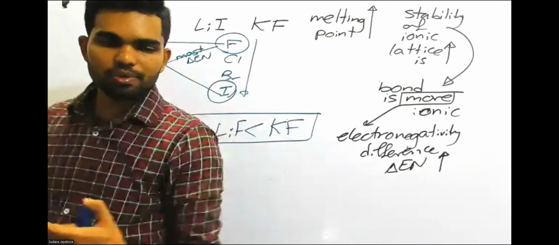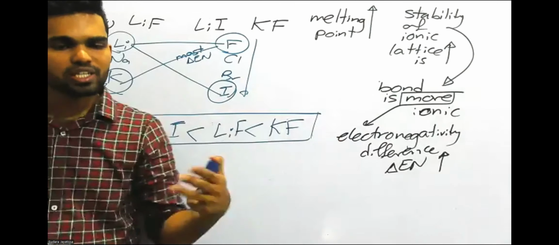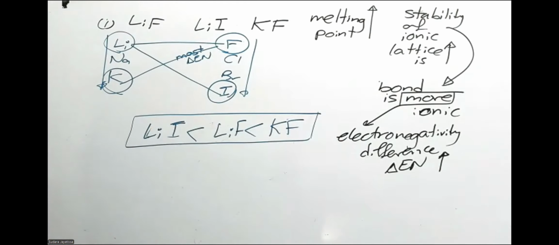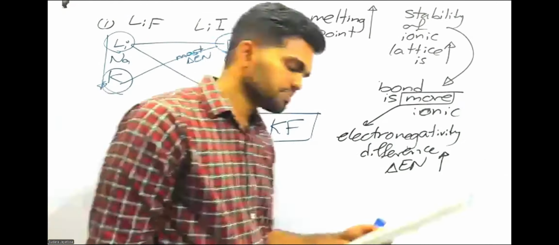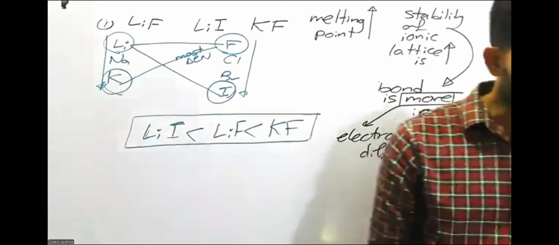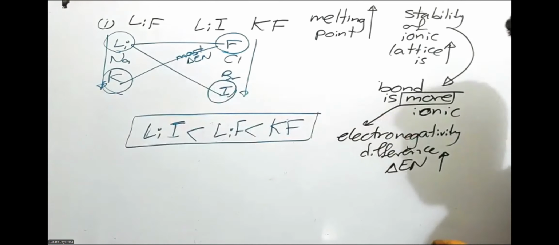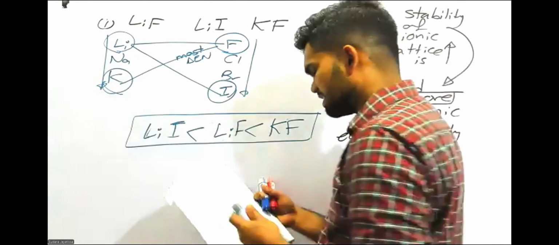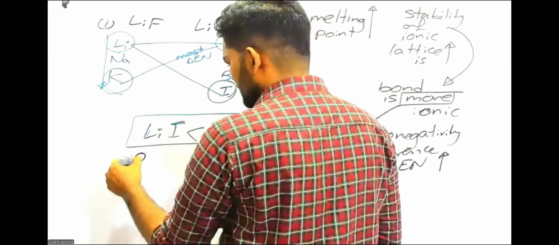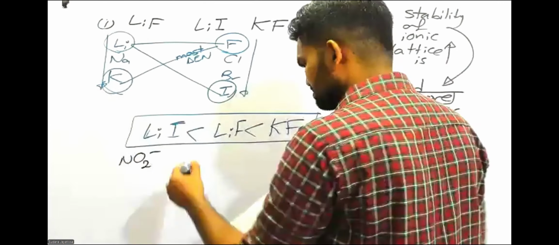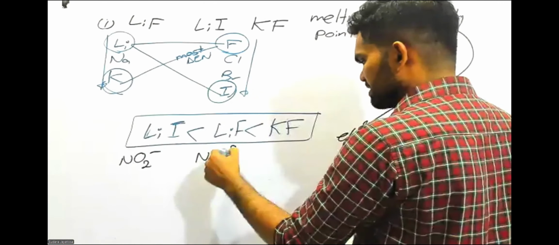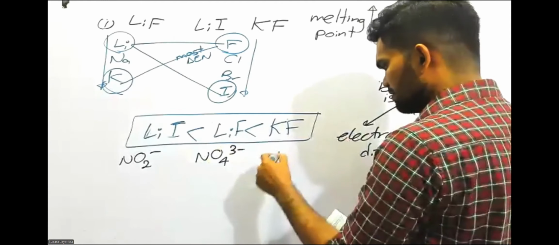We will be learning about ionic bonds not this week, but next week. So the other two can be done with our molecule knowledge. They are asking about stability and bond distance. These are the three ions given for the stability: NO2 minus, NO4 3 minus, and NF5.